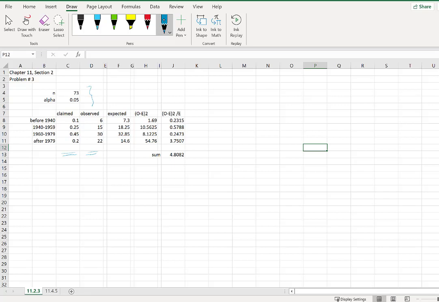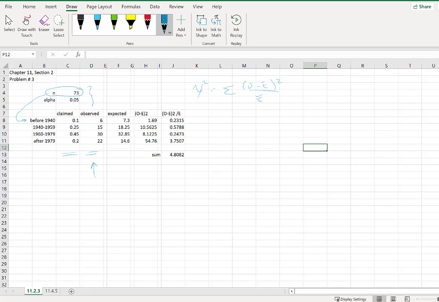What we need to determine here is to use our chi-squared distribution, which was the sum of the observed minus the expected squared divided by the expected. Now, we have the observed value, but we need to determine the expected value. To determine the expected value, I took the total number of samples times the probability for each different level. Our levels are before 1940, 1940 to 1959, 1960 to 1979, and after 1979.